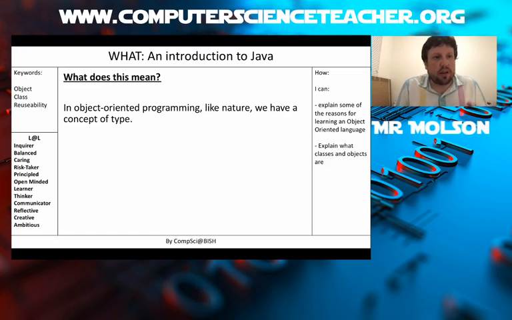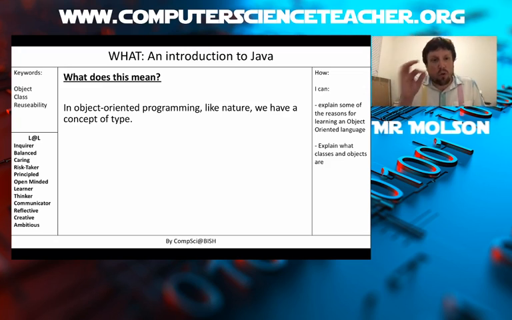We talked about this idea of type, and we said that every object has a type. Now I'm going to give you an example from nature of what I mean by type. If you think about it, we can say that a lion or a tiger is a type of cat. And that's what we mean by type.